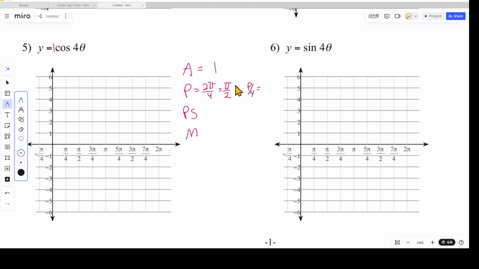To get a quarter period, to divide this by 4, I multiply the denominator by 4. Phase shift inside the parentheses is 0, and then the midline is also 0, the vertical shift. So I plot that point first. I go up the amplitude, down the amplitude, and then over by the period. Make my little box. Then my quarter period is pi over 8. And because it's cosine, it starts high, middle, low, middle, high.